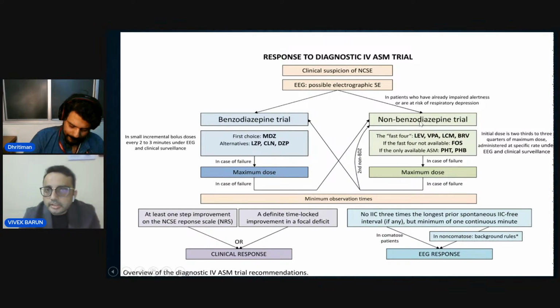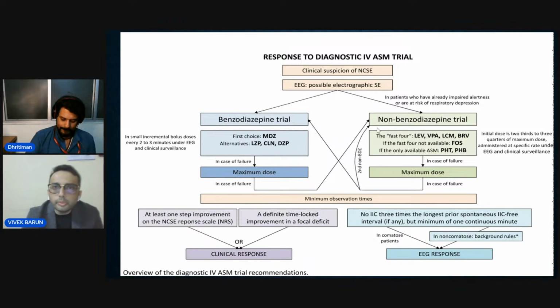After giving these drugs, you have to wait for 15 minutes to look for improvement in both the clinical status as well as the EEG. If there is no improvement, then you can wait. In terms of dose, you have to give 2/3 to 3/4 of the loading dose initially, and you should wait for 15 minutes and check for the response.